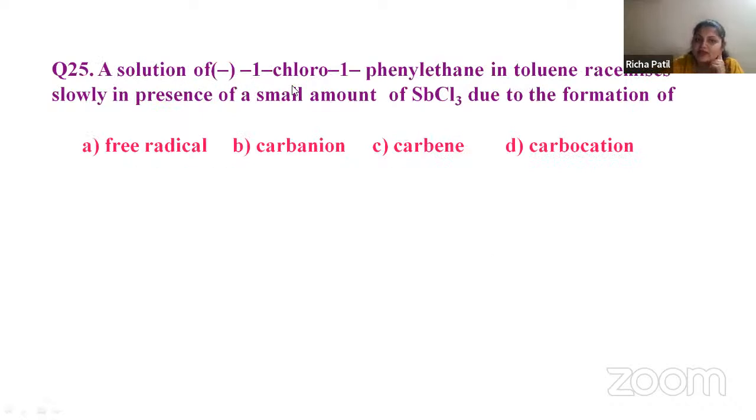A solution of 1-chloro-1-phenylethane in toluene racemizes slowly in the presence of a small amount of SbCl3 due to the formation of what? What do you mean by racemization? In which mechanism does racemization take place? In SN1, right? So what does SN1 form? It forms a carbocation. So it is D. The correct answer is D because it leads to the formation of a carbocation.